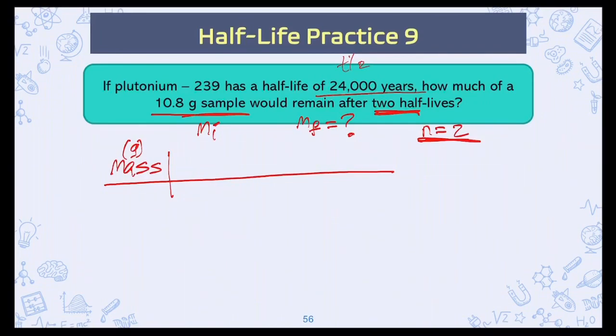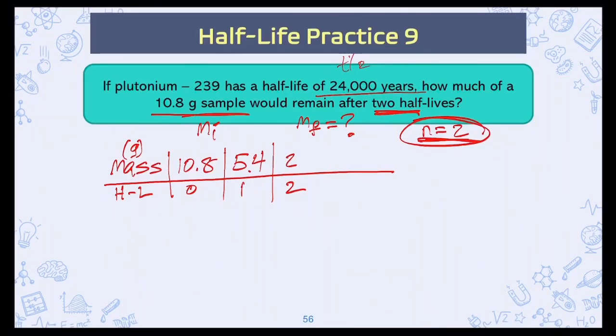We already know our stopping point will be 2 because it gives us that in the problem. So don't forget to start at 0. At 0 half-lives, we have the original mass, which is 10.8 grams. And then after the first half-life, we have half that amount, which is 5.4 grams. And then after the second half-life, which is our stopping point, we have 2.7 grams. So we've reached our final mass of 2.7 grams. That's how much that would remain after 2 half-lives.